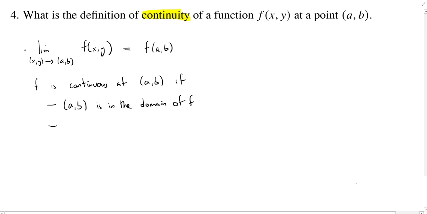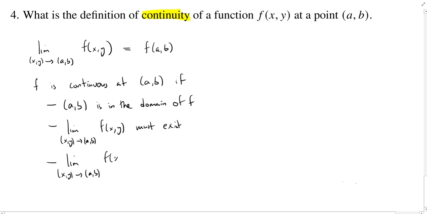Number two, this limit on the left has to exist. No matter which direction you approach (a,b), the limit of the values of the function f should be the same. So the limit as (x,y) approaches (a,b) of f(x,y) must exist. And once you know that (a,b) is in the domain, so it makes sense to compute f(a,b), and once you know that the limit exists, then it makes sense to ask, if this limit exists and this value of the function exists, are they the same? So that's why we'll write this now third: the limit as (x,y) approaches (a,b) of f is equal to f(a,b).